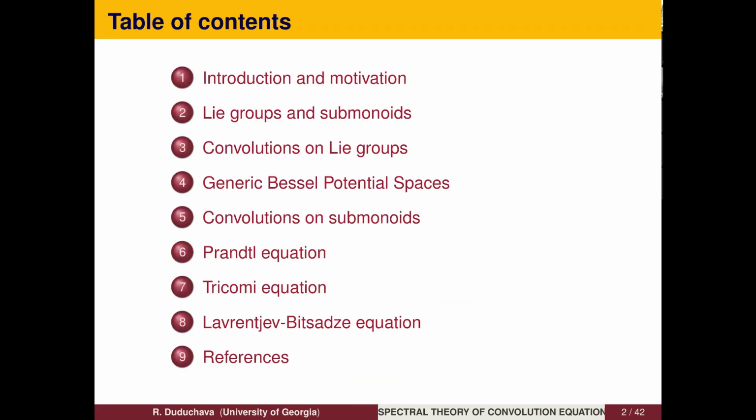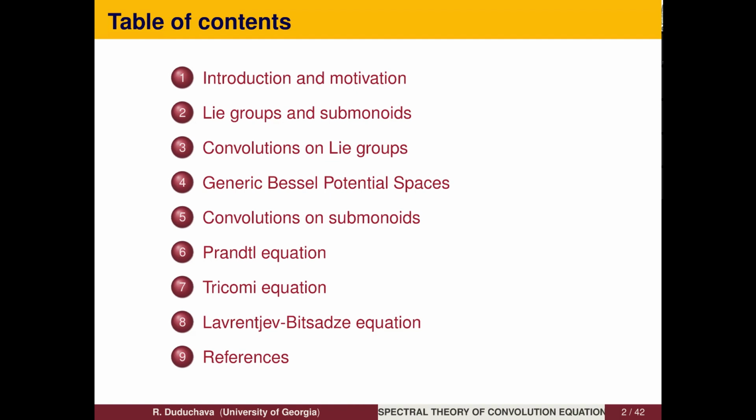Here is the list of titles of what I am going to talk about. First, I will start with introduction and motivation. Then I will explain what is a Lie group and submonoid. Then I will explain convolution equations on Lie groups and introduce the spaces which are suitable for such equations, that are generic Bessel potential spaces.